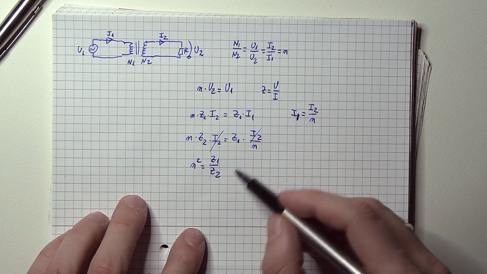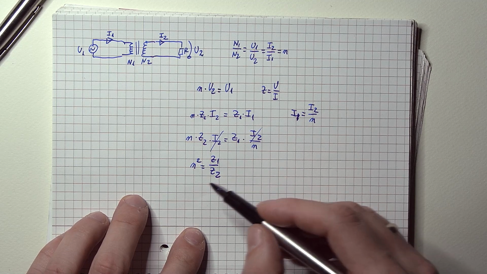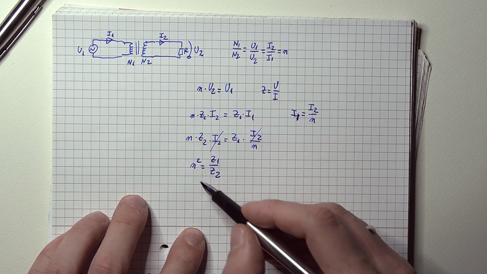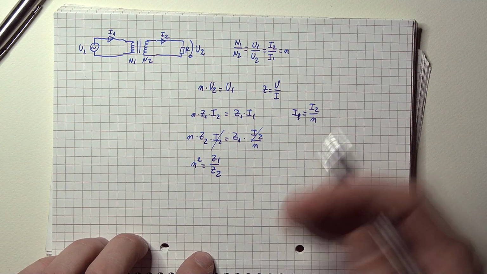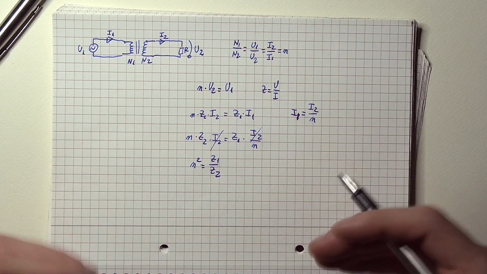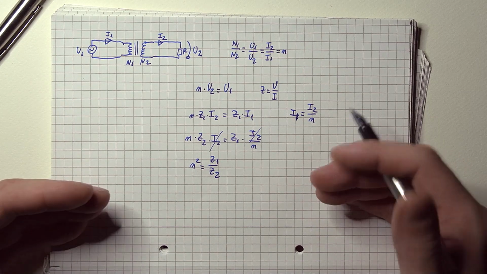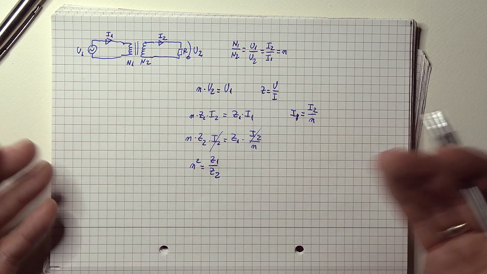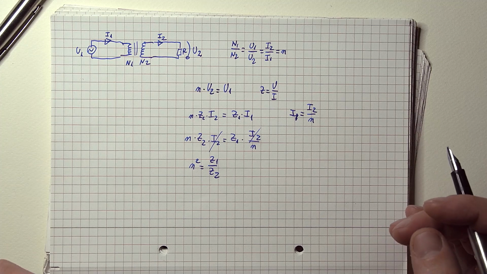So what we can say is that the impedance ratio is equal to the square of the turns ratio. Or in other words, a transformer that has a turns ratio of 1 to 2 will generate an impedance ratio of 1 to 4. And of course, other values can be obtained with other turns ratios.